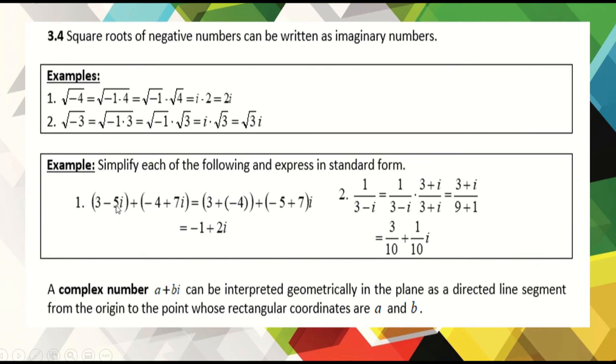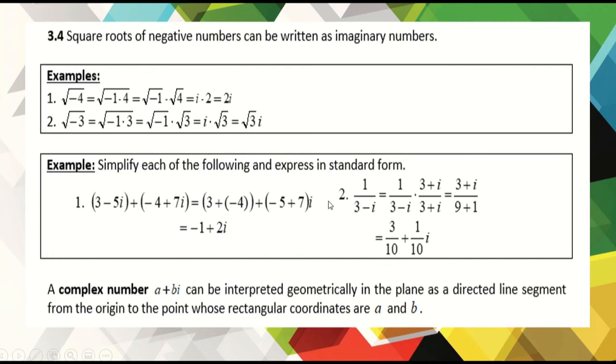Then we add the sum of these two, the negative 5 and 7. Then we multiply it by i. We just followed our guide. So to simplify further, 3 plus negative 4, that is negative 1. Then negative 5 plus 7, that is positive 2 times i.